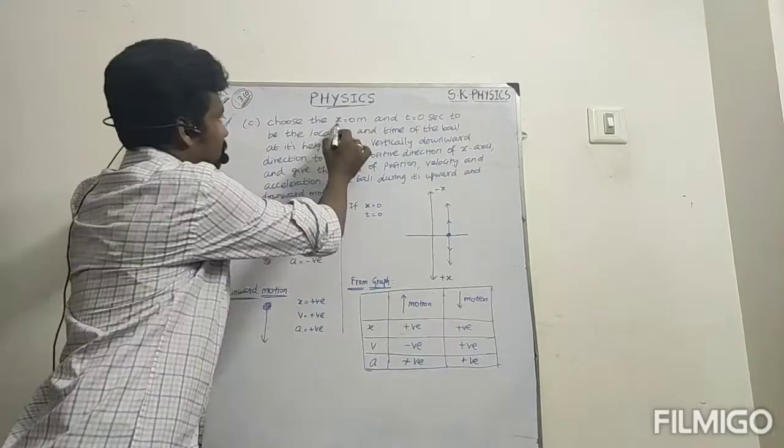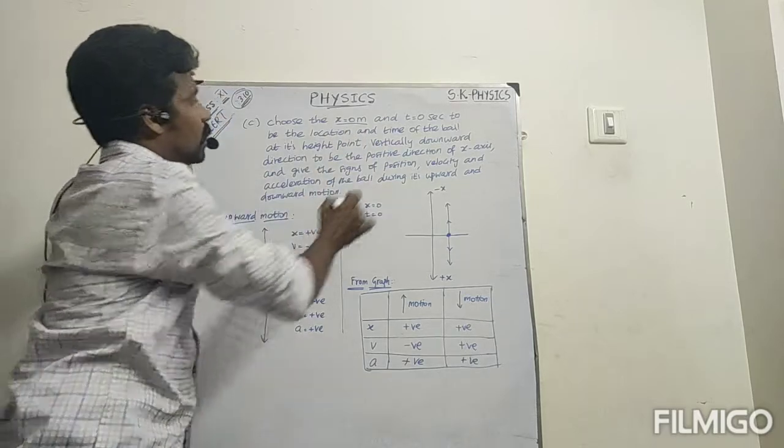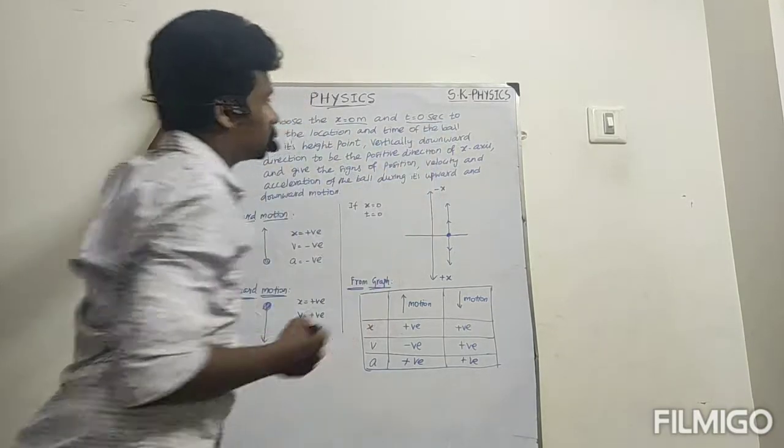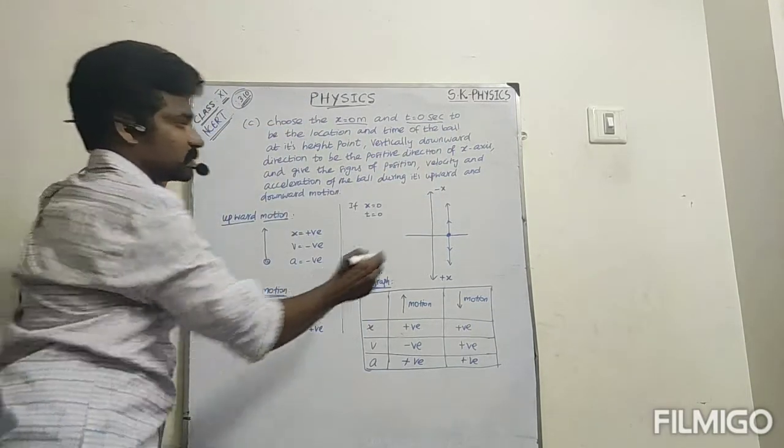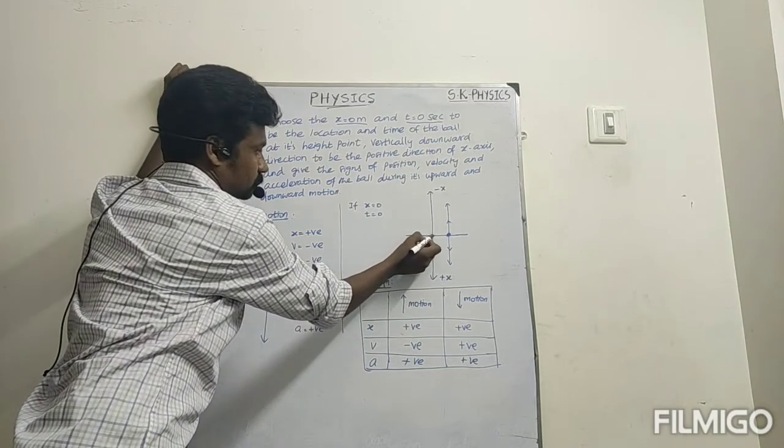x is equal to 0 meter and t is equal to 0 second. That means it is at the origin.